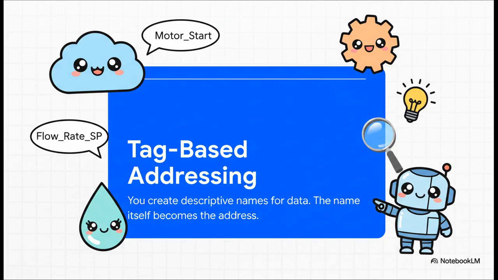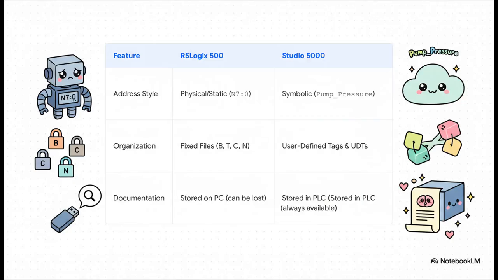But now, everything changes with tag-based addressing. It's a total game changer. Forget B3 and N7. You just create your own names for things. Descriptive names or tags. The name is the address. So instead of some random number, you have Motor_Start or FlowRate_SP. You can look at that and know exactly what it is. No cheat sheet required.